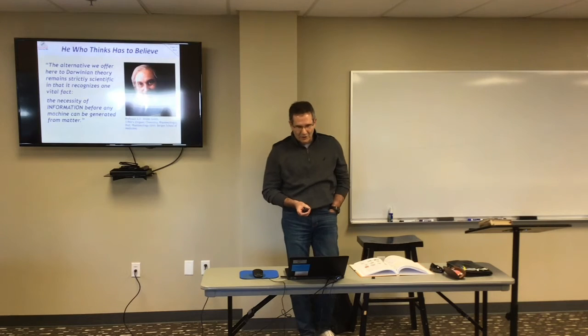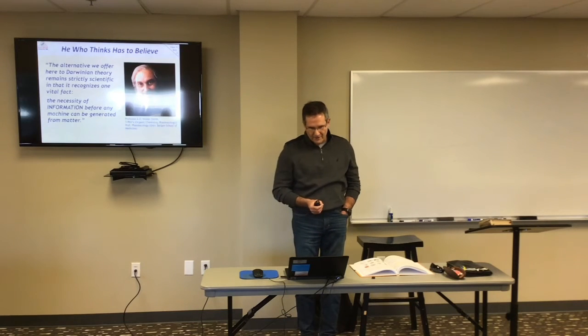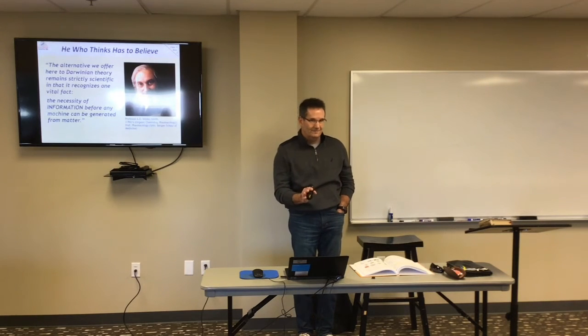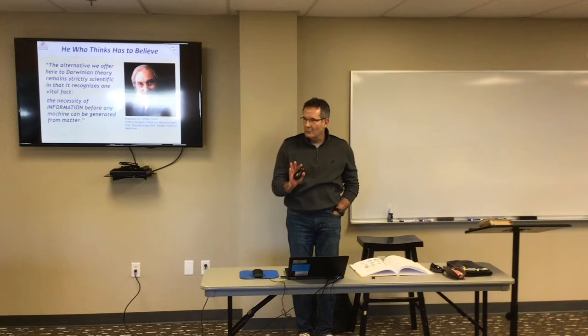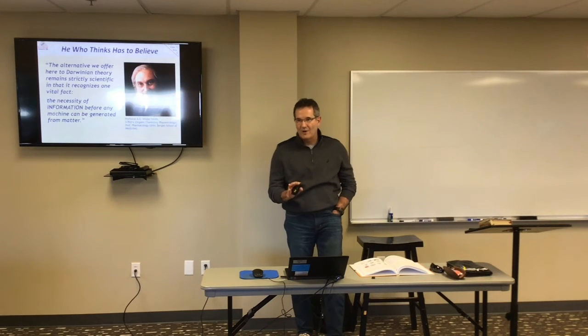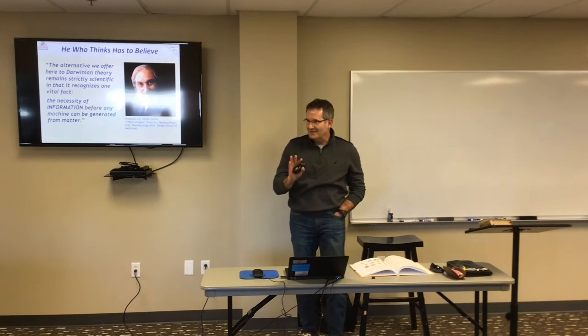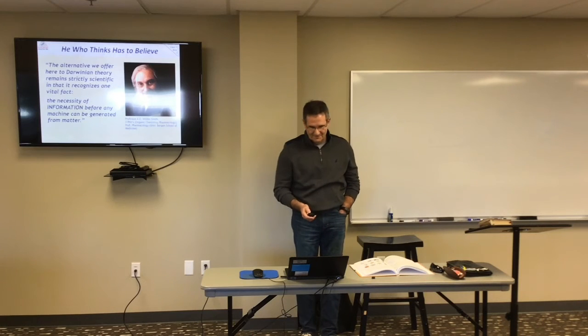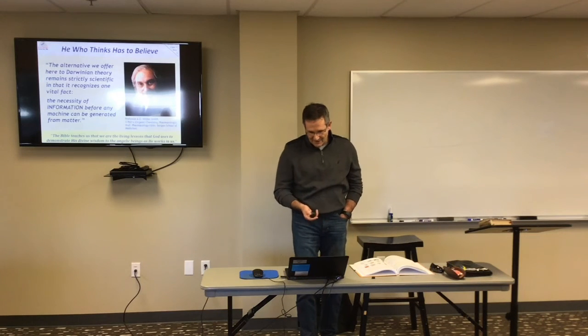Here he is. The alternative we offer to Darwinian theory is strictly scientific in that it recognizes a vital fact, the necessity of information. The whole theory of Darwinian evolution leaves out any need for information, that it's a random, unguided process. And we're just demonstrating you can't get higher complexity without information. I love what he says here.